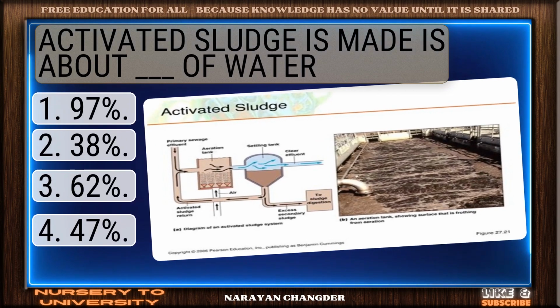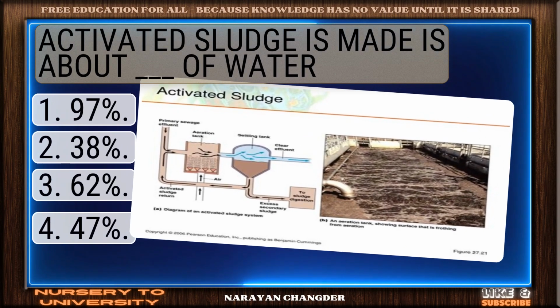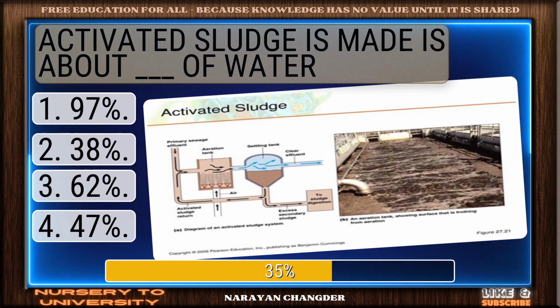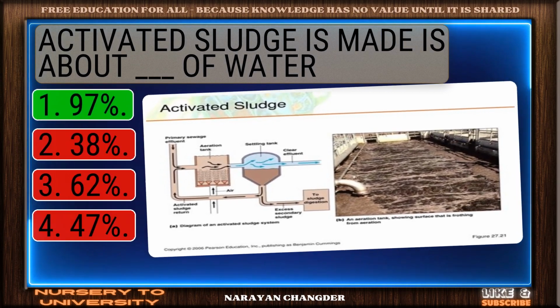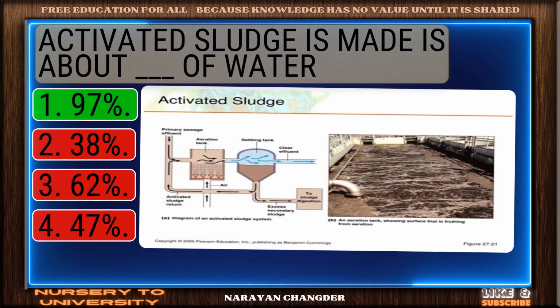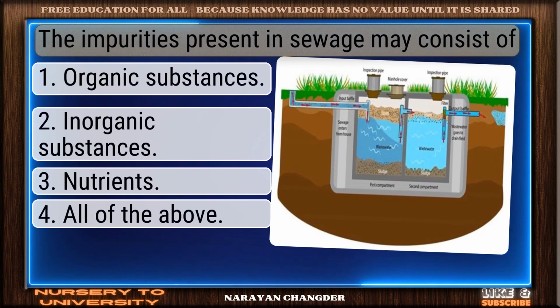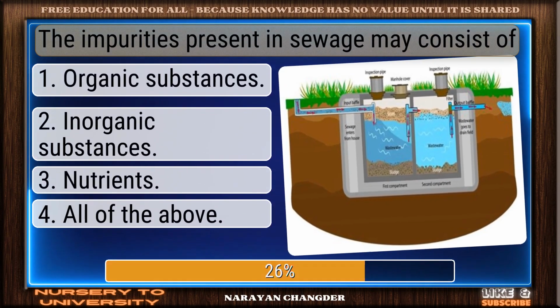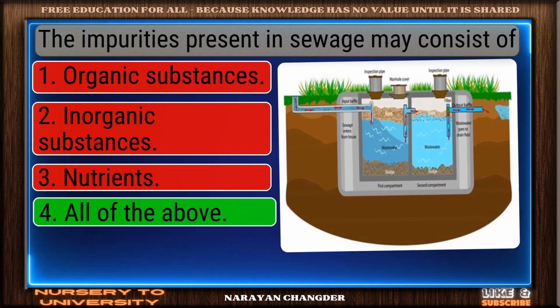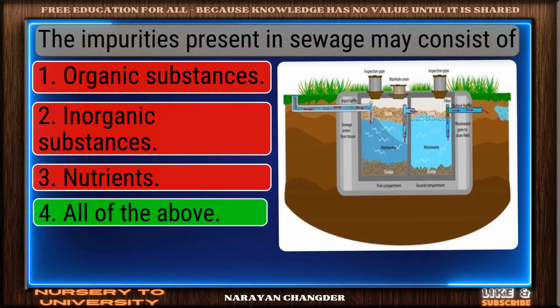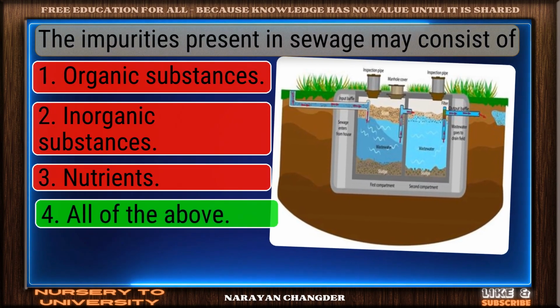Question number 74. Activated sludge is made as about dash of water. You chose 97%, and it is correct. Question number 75. The impurities present in sewage may consist of? Sharp thinking. All of the above is the right choice.